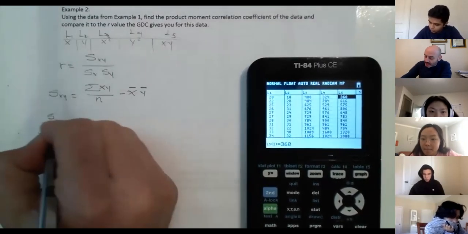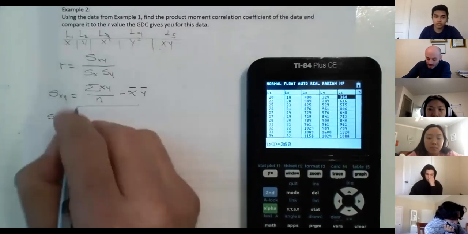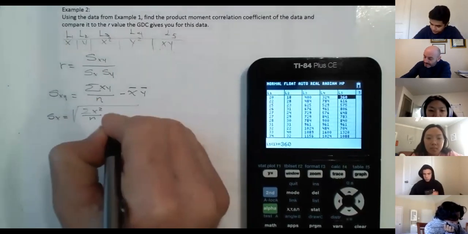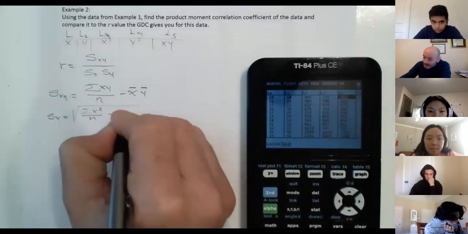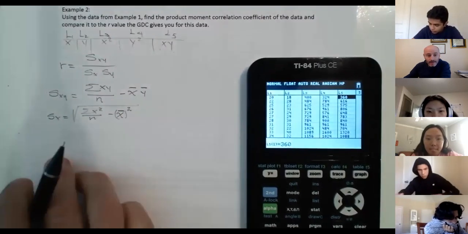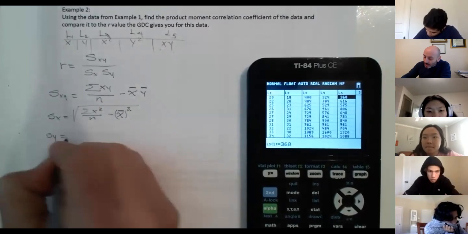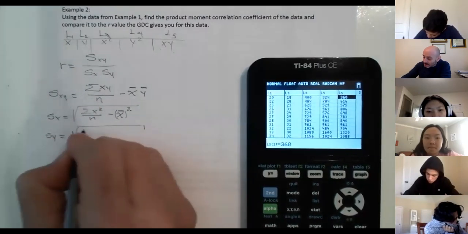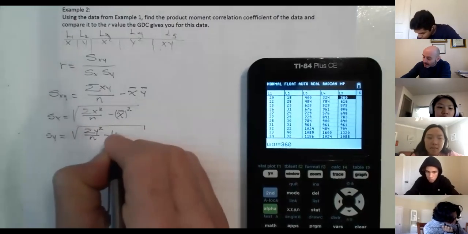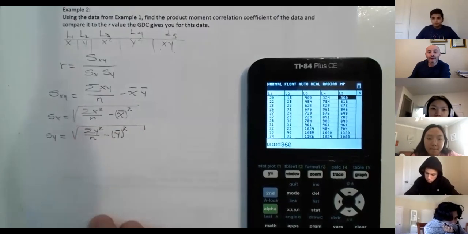So the standard deviation for x is going to be the square root of the sum of the x squares over n, minus the mean x bar squared, okay? And then the standard deviation of the y values is the same thing, but for the y values: the sum of y squared over n, minus the y mean squared, okay?